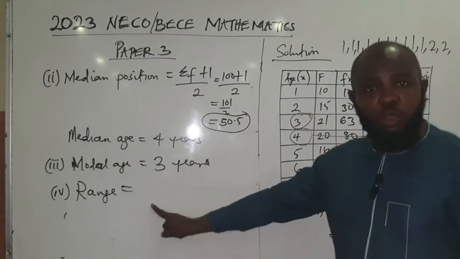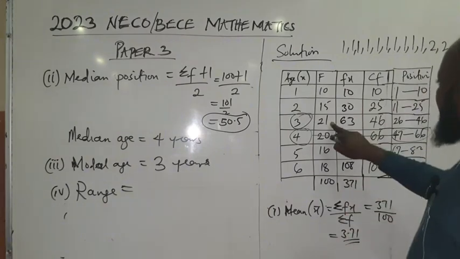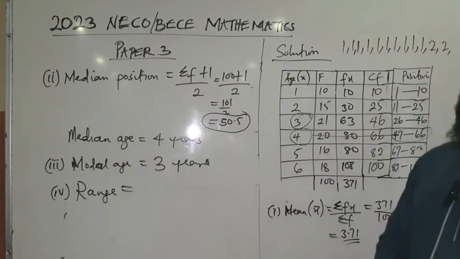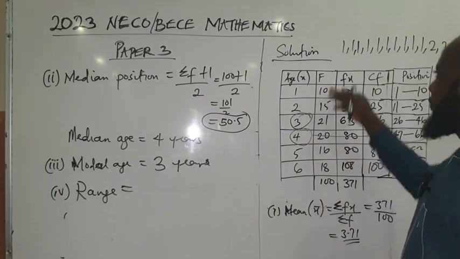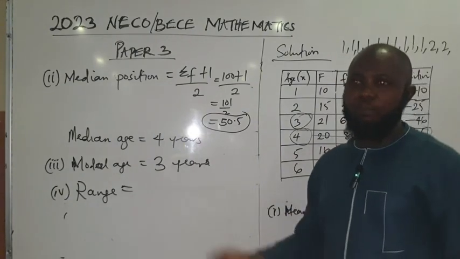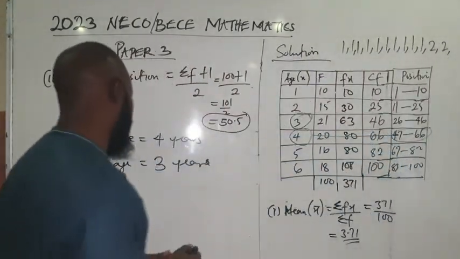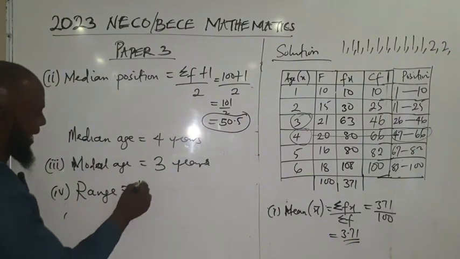Age. This one also what? Under age, not frequency. Some will just write 21 minus 10 as your answer. No, you are not considering the frequency, just showing the number of times a particular age appears. So the highest age here is what? 6.